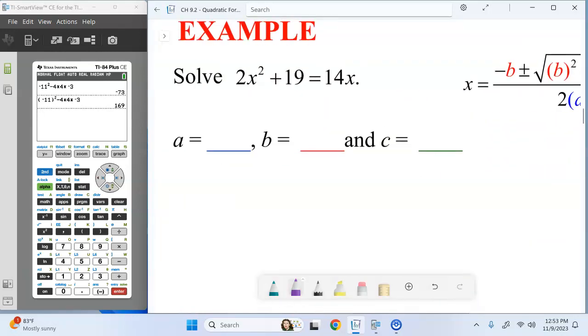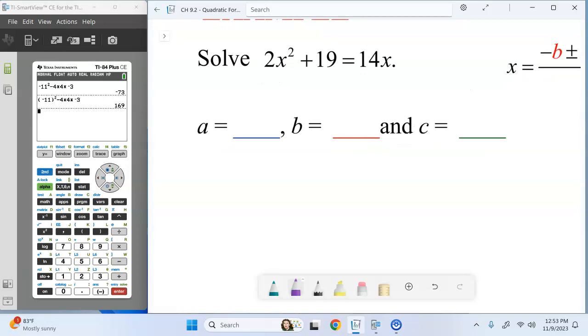What's my value of A? 2. What's the value of B? -14. Why is it -14? Because you add it to the other side. Let's get it in standard form first, and then you can identify A, B, and C. What's C? 19. All right, go ahead, solve it. Plug and chug.